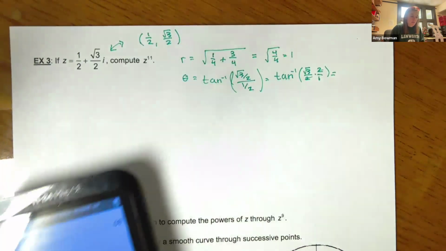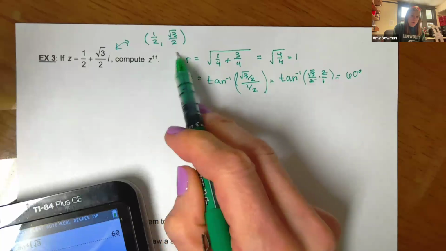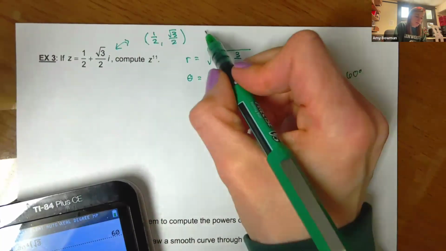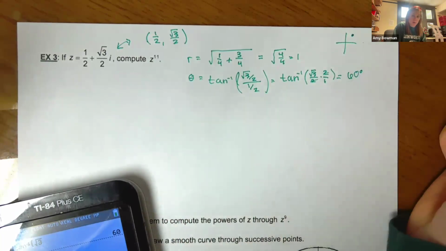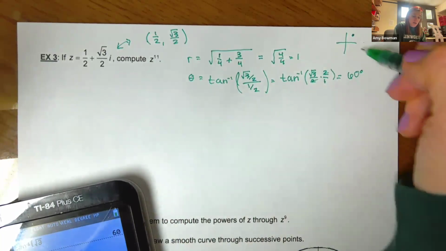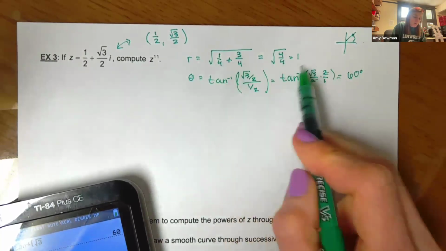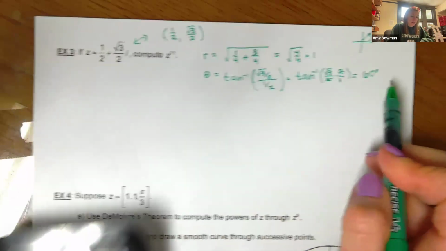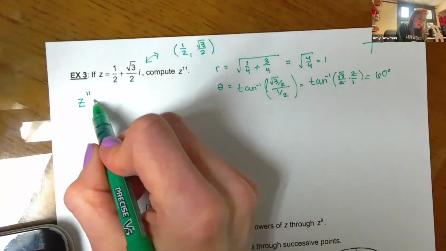Again, this is just our reference angle, so we want to make sure that that makes sense with respect to where this is based on x and y. X and y are both positive, so that means it's going to be up here in quadrant 1. So a theta value of 60 makes perfect sense. So we have our r, which is just 1. We have our theta. So we are computing z to the 11th.